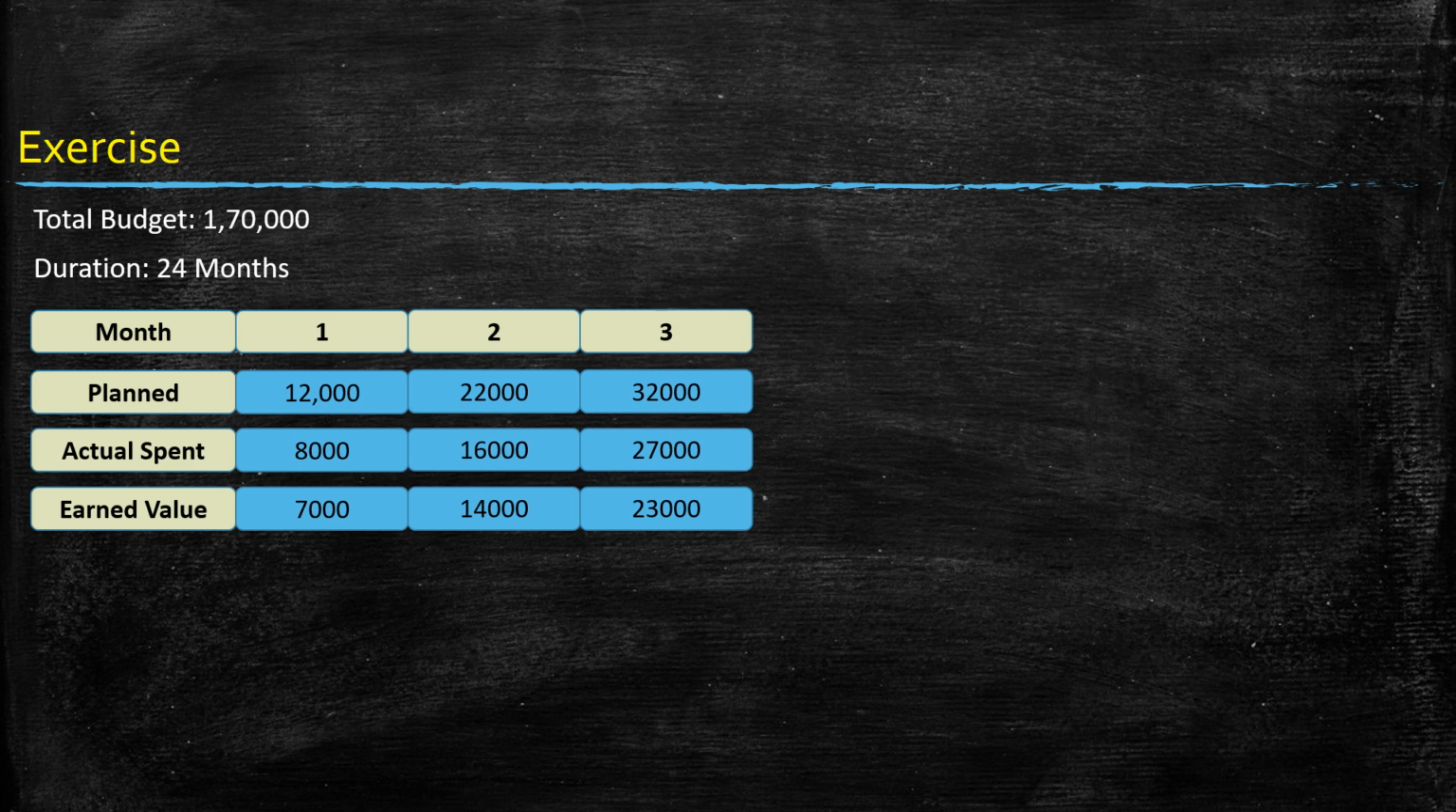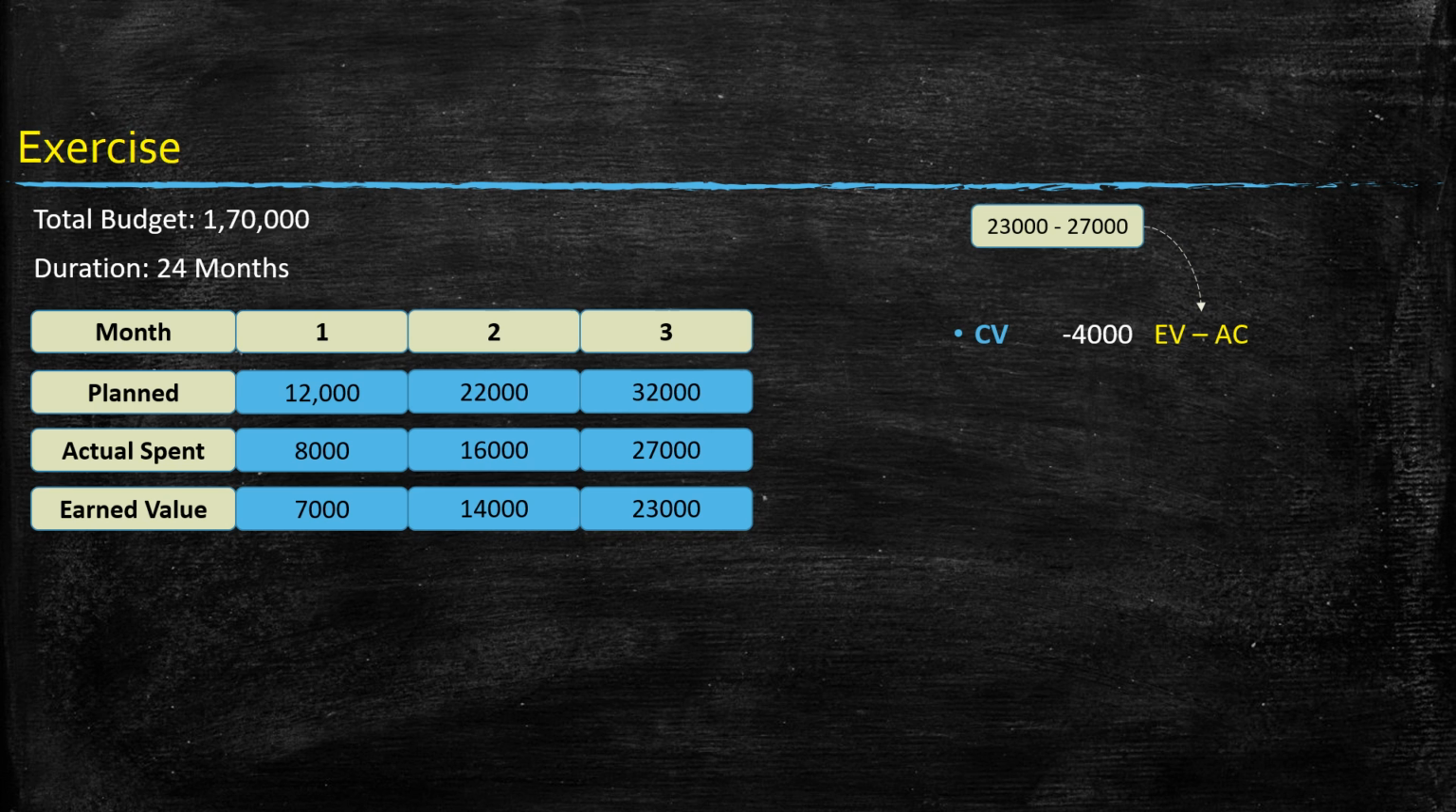What we do is calculate cost variance, cost performance index, schedule variance, and schedule performance index. We see that the cost variance is minus 4,000, which is calculated by subtracting actual cost, which is 24,000, from earned value of 20,000. Since 4,000 is coming in negative, that means the project is over budget.